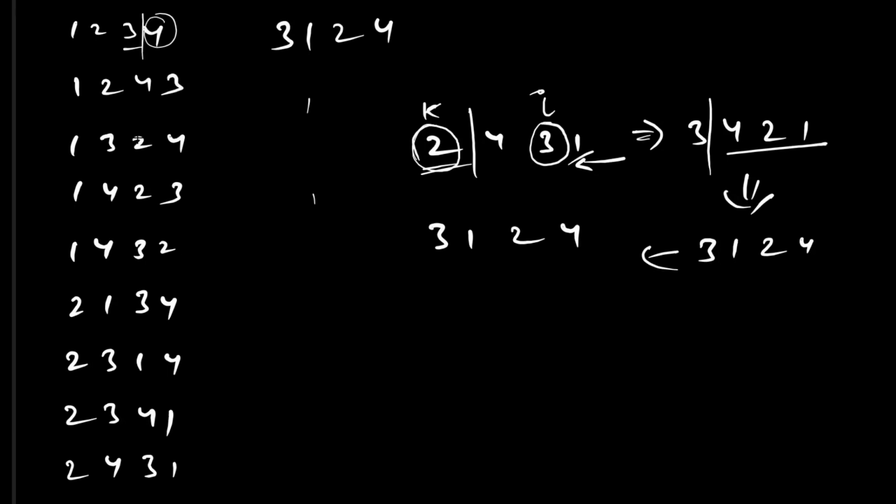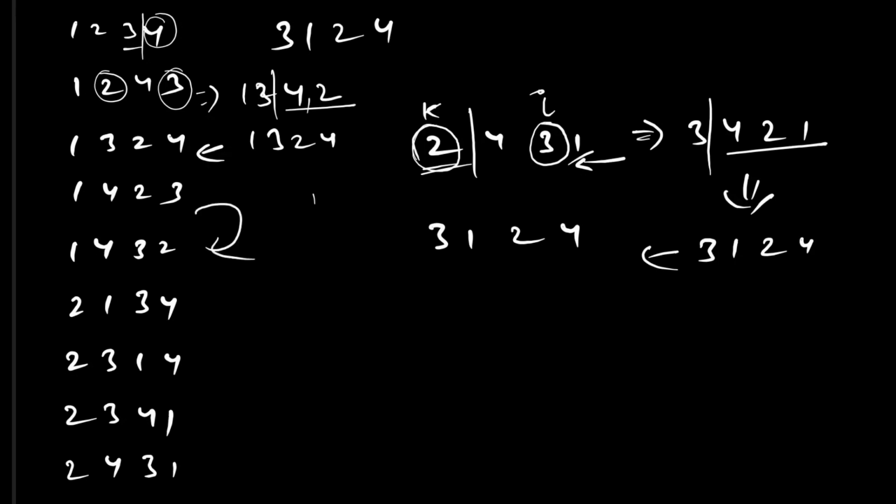So this follows. The same for 1 3 2 4. We found the first decreasing number here is 2, and then we found the number which is just greater than this number, which is going to be 3. Now we swapped these two. After swapping this became 1 4 3 2. Then we reverse all the numbers after index k. After reversing this becomes 1 3 2 4. That is our result. The same holds for any case you check.